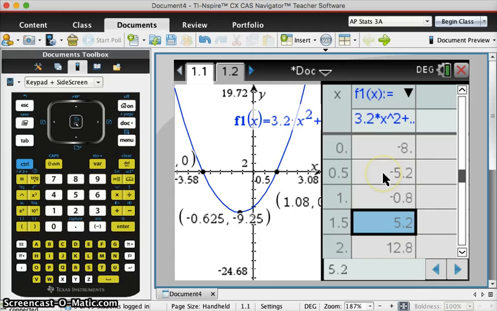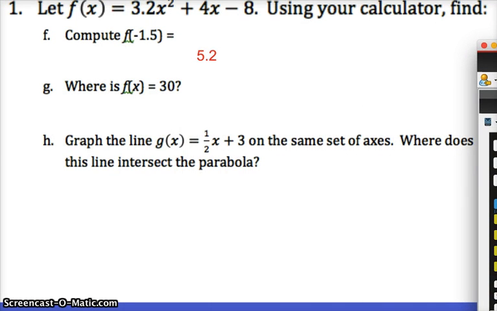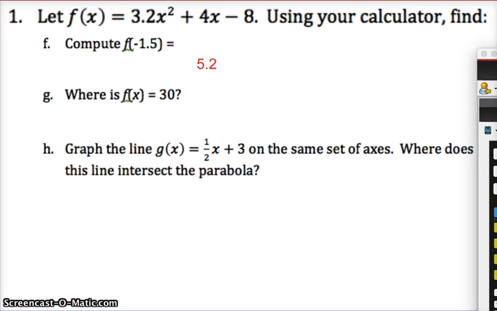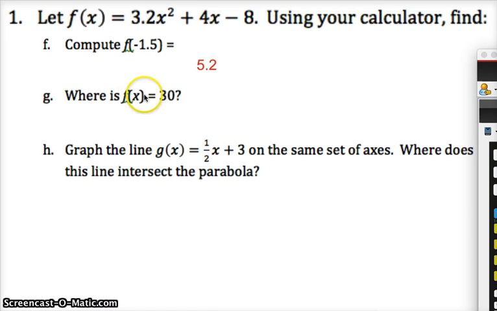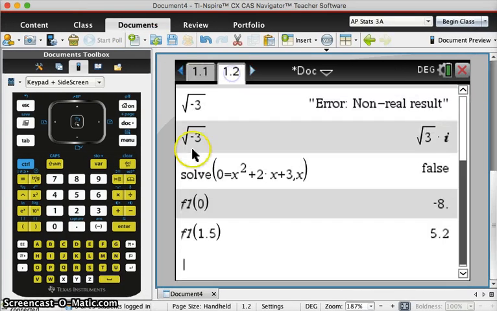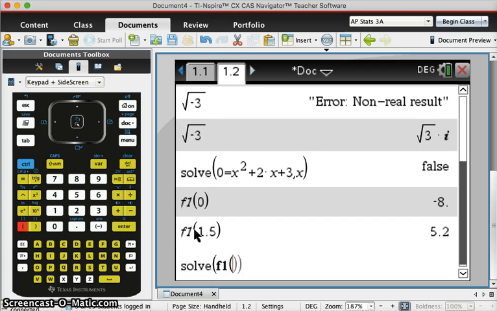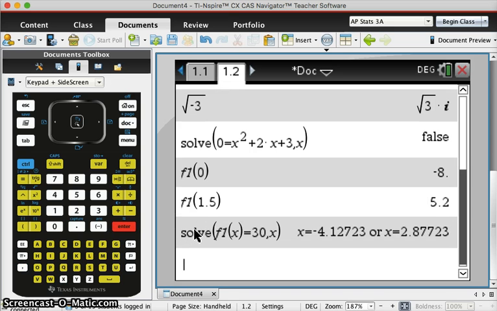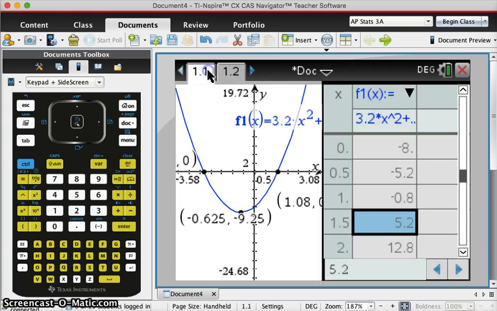Okay, next question is, at what point is the value of the function 30? You could go back to here and tell me, solve this for when the value is 30. It'll just tell me, and it's 2 places. That shouldn't surprise me.